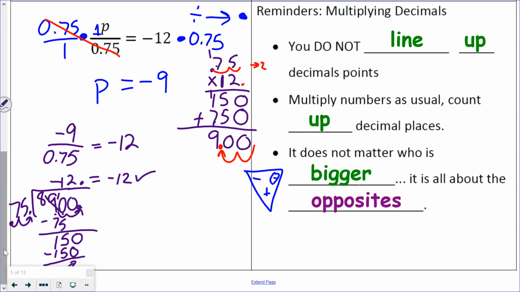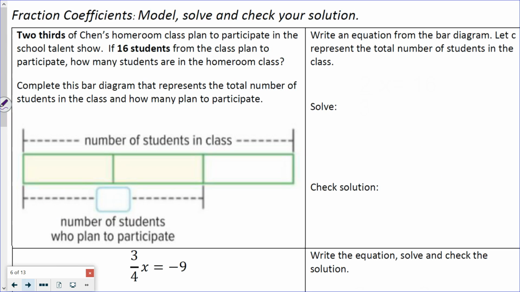Okay, so going on to our fractions. How much we love fractions, I know. Okay, word problem. If you're doing this in your actual notebook, you do not need to write the whole word problem down, but I do want you to do the modeling and the equation part.